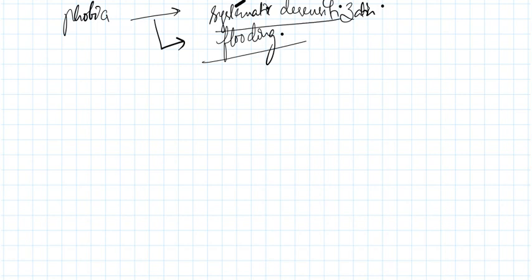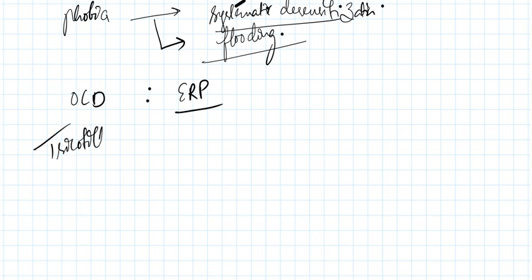Now for example, if it is an OCD condition, obsessive compulsive disorder, you can simply go on with the treatment ERP, exposure response prevention. Or if the patient has trichotillomania or dermatillomania, any of these conditions, then what is your treatment for it? Trichotillomania or dermatillomania, what is your treatment? Simple.